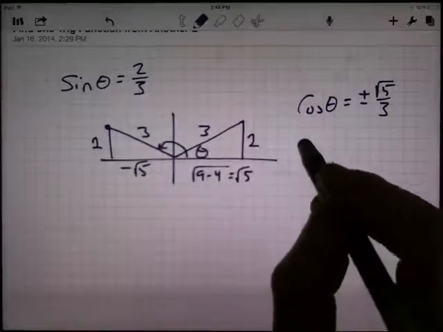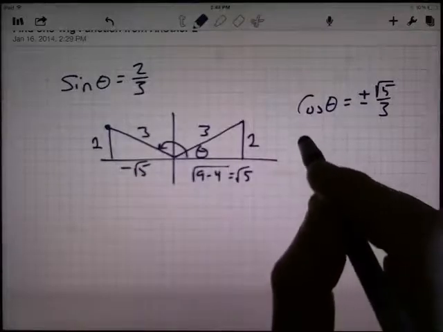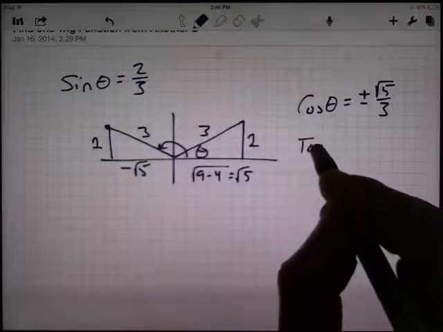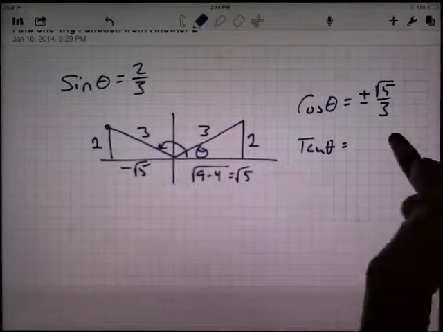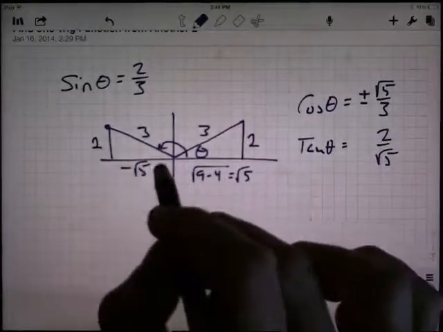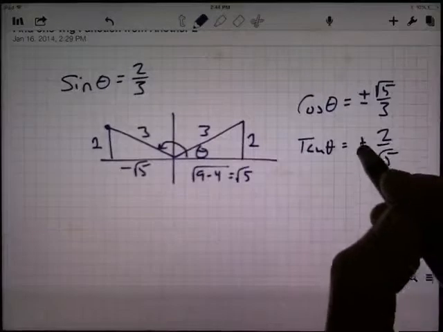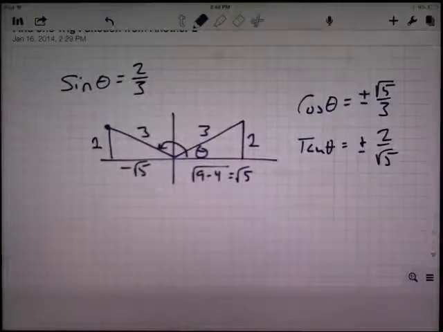When I look at the tangent of the angle, the tangent is the opposite over the adjacent side. This would be 2 over the square root of 5. Or maybe it's over here, 2 over the negative square root of 5. So again, I've got to say plus or minus. If I don't know which situation I'm in, the best I can do is a plus or minus sign. Okay.